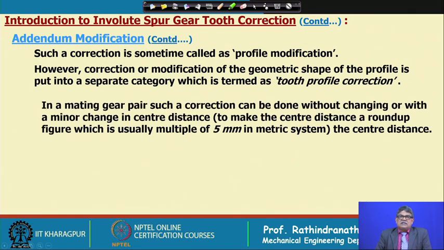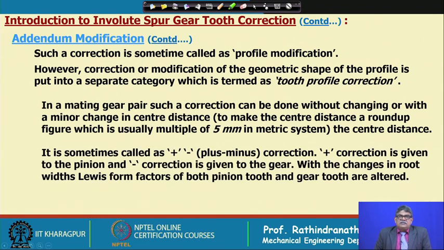In a mating gear pair, such a correction can be done without changing, or with a minor change in, the center distance, to make the center distance a round figure, which is usually a multiple of 5 millimeters in the metric system. It is sometimes called plus-minus correction. Without calling it profile shift, we call it plus-minus corrections. Plus correction is given to the pinion and minus correction to the gear, that is usual, but as I told, to make the center distance lower, the minus correction can be given to both, of course looking into the strength of the teeth.